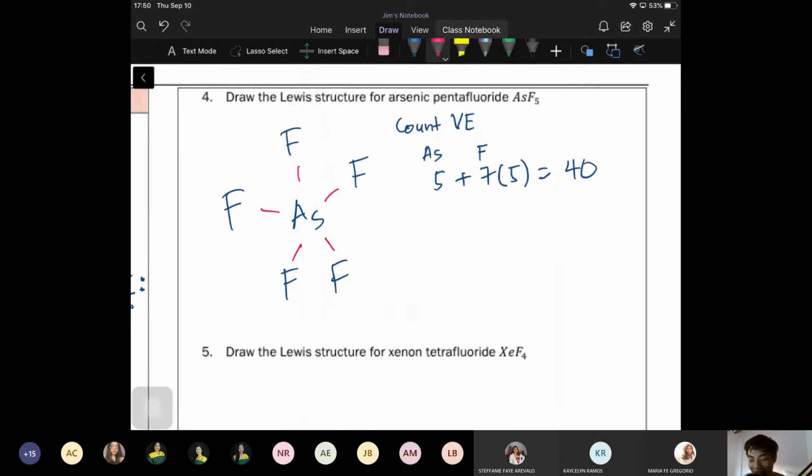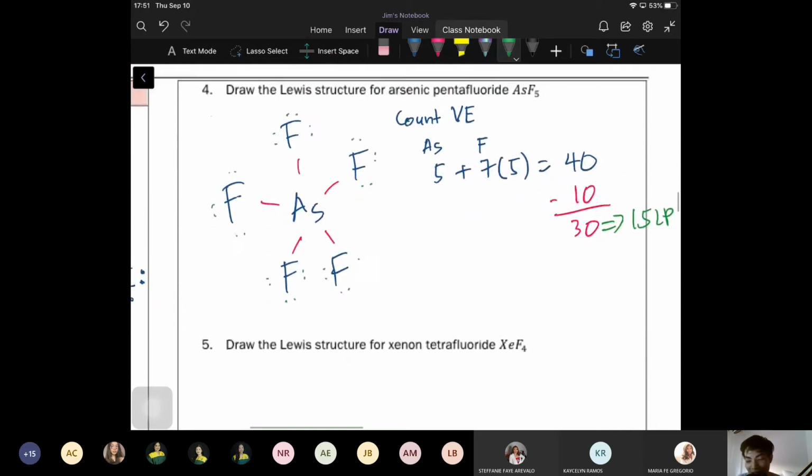So, I used 5 bonds to connect all the terminal atoms. So, 10 electrons yon. So, I'm left with 30. Again, yung 30 magiging 15 lone pairs yan. Mas mabilis. But again, pag hindi kayo sure, mag-NASO rule muna kayo. Patunayan nyo na lang sa sarili nyo na pwede to. So, ganun. Yan, so I'm done.